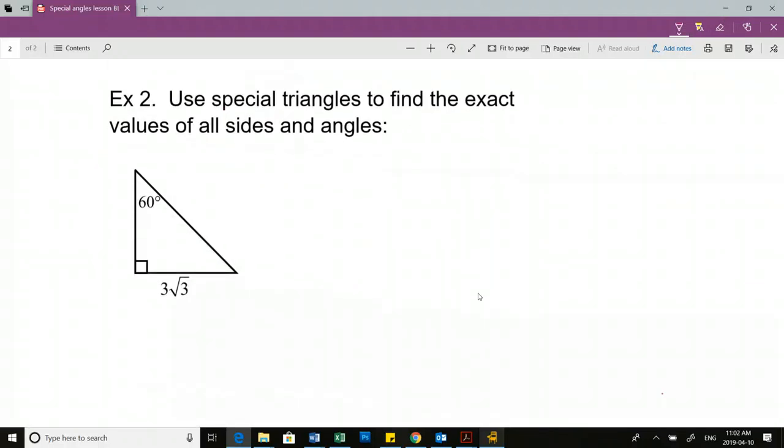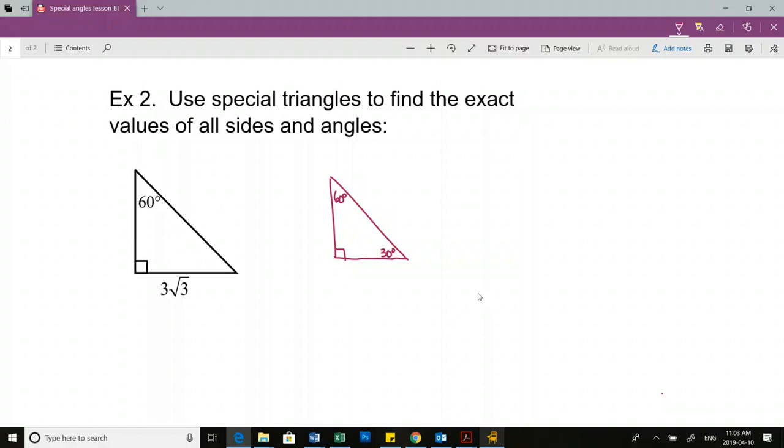We're going to use special triangles, but this time we have a triangle with 60 degrees. So I want to use my 60, 30, 90 triangle. I'm going to rotate this a little bit because in the original one that I showed you, 30 is at the top. Now I want 60 to be at the top because I want it to match the way the original triangle has been ordered. So if that is 60, my remaining angle on the bottom right here is 30.